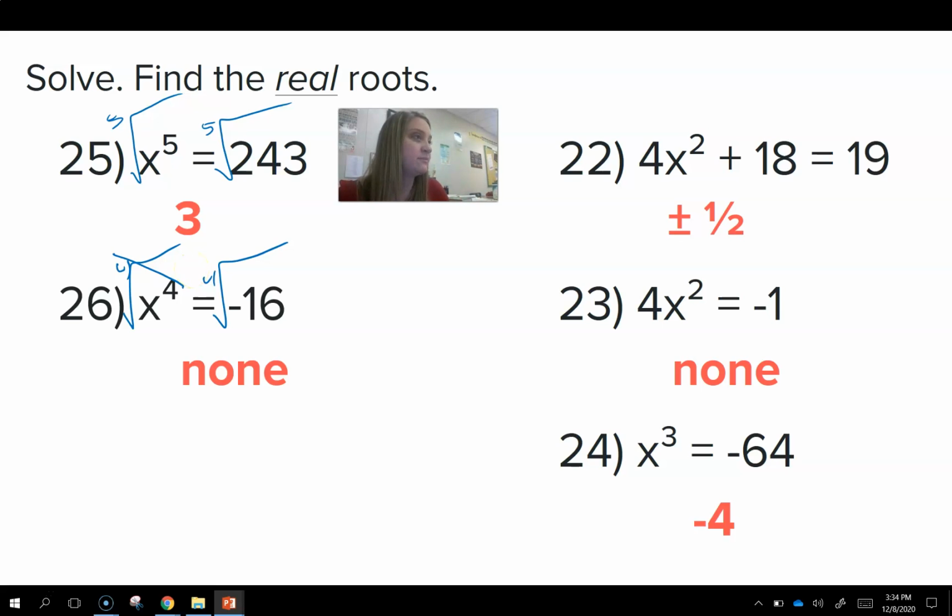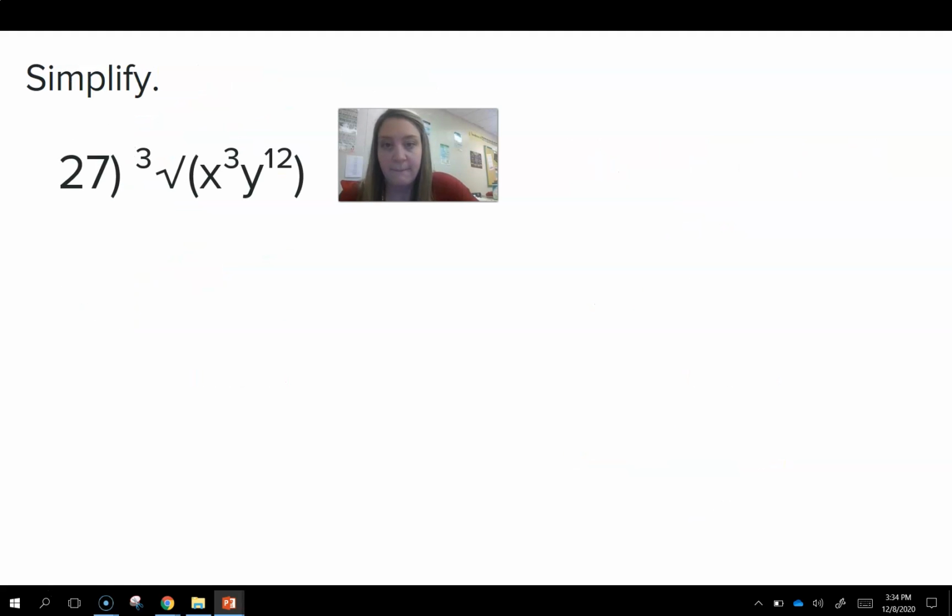All right, I've got 4 more. The final 4 are going to be dealing with variables and exponents and finding the roots of those. There is a fun little trick I'm going to show you with these. When we take the root of an exponent, you just divide your exponents.